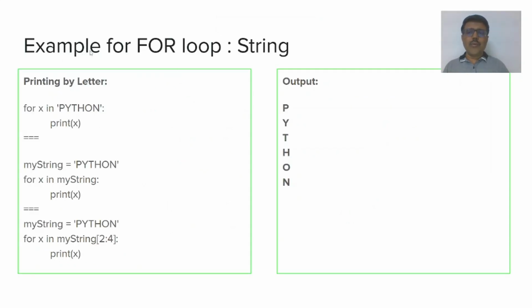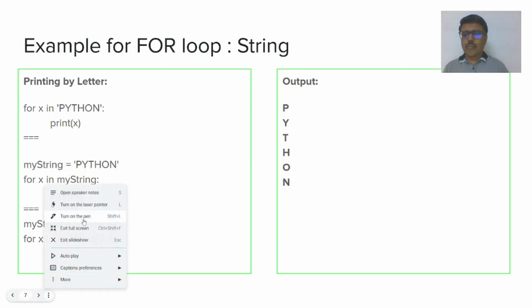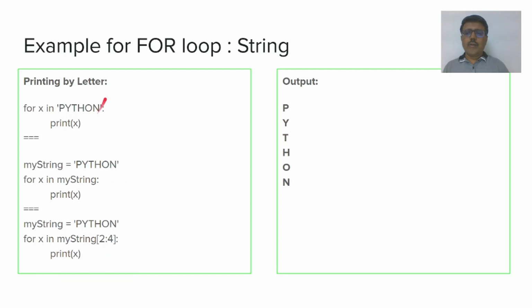Now let us see how we use a for loop in a string. For example, you have a string called Python. Python is available, but when I'm printing it here, I just want to print it one below the other, like this. Python, one below the other, I want to do that.